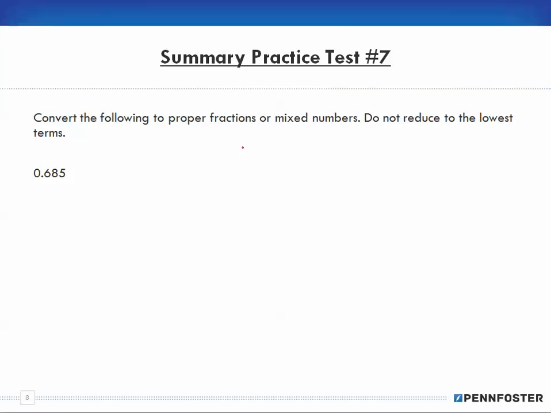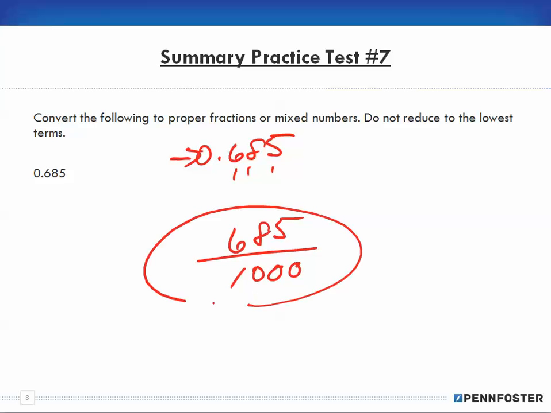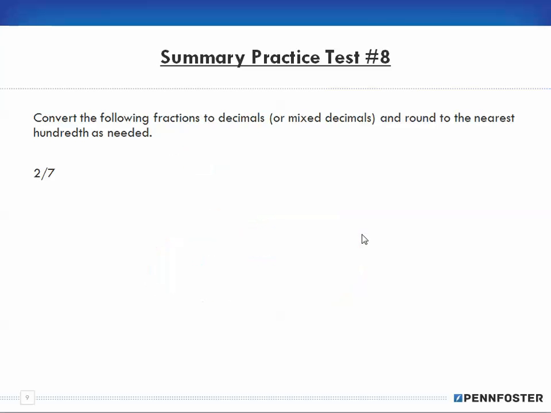Same thing, 0.685. I have no whole number here, so all I'm going to have is just a fraction. And since I'm looking at the tens, hundredths, thousandths position, I have 685 over 1,000. My answer.